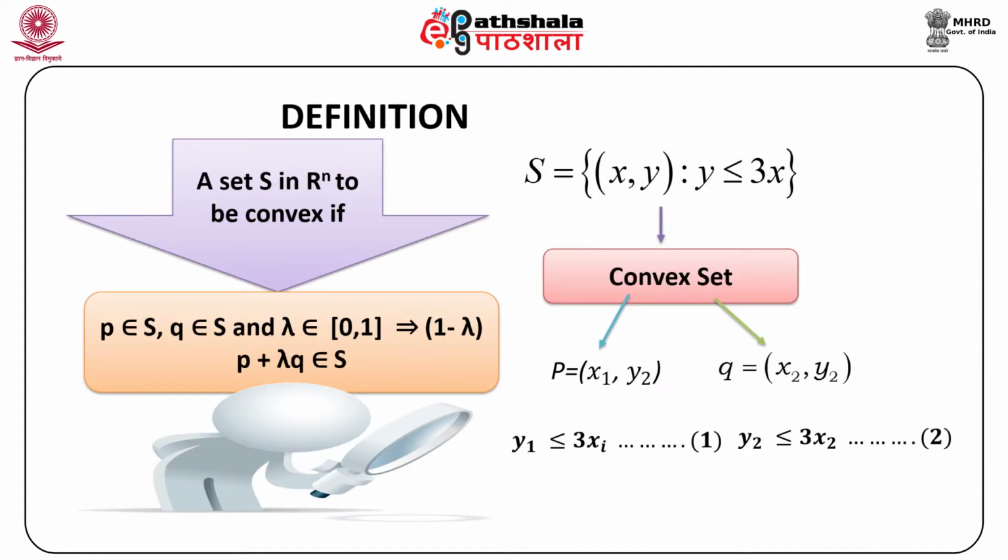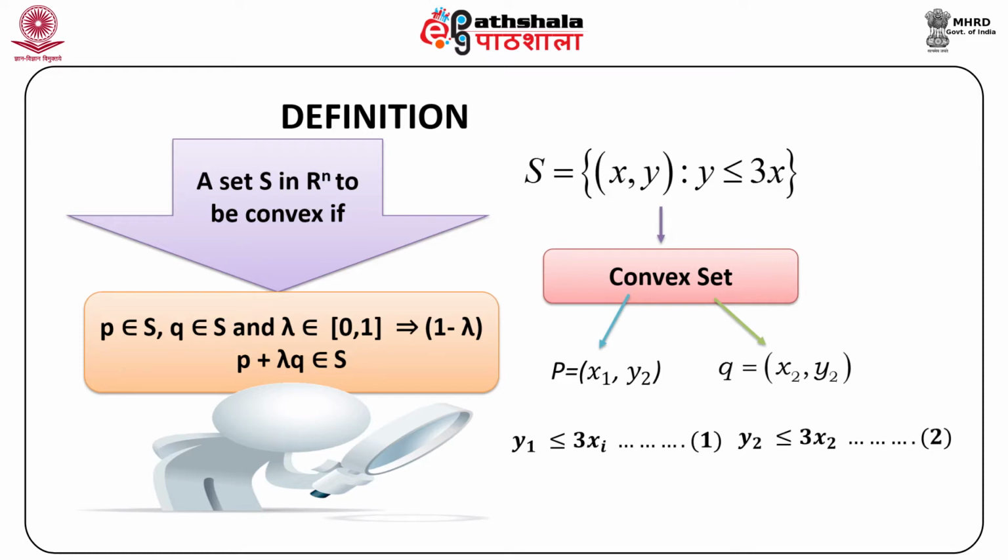We can now define a set S in Rn to be convex if P belonging to S, Q belonging to S, and lambda belonging to [0, 1] implies (1 minus lambda) times P plus lambda Q belonging to S. Let us now use this definition to show that S equal to {(x, y) such that y is less than or equal to 3x} represents a convex set.